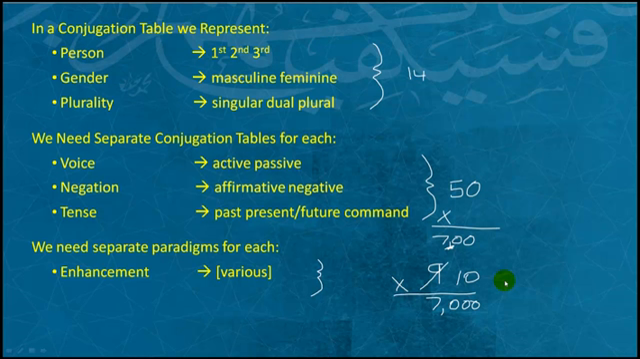The conjugation table nasara, nasara, nasaru, nasarat, etc., is a past tense, active, affirmative table. And the conjugation table istansara, istansara, istansaru, istansarat, etc., is also a past tense, active, affirmative table. If the tables are exactly the same, though, why are the Arabic words different? It's because these two tables are from different paradigms.